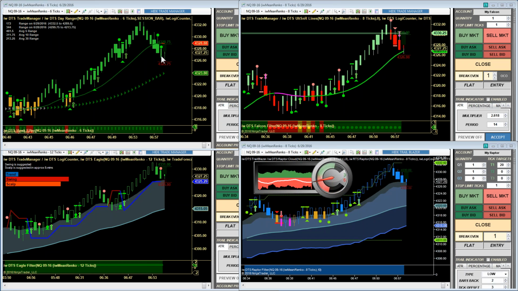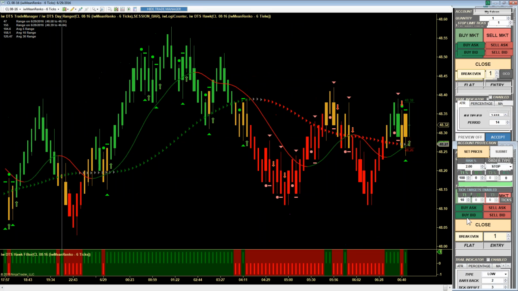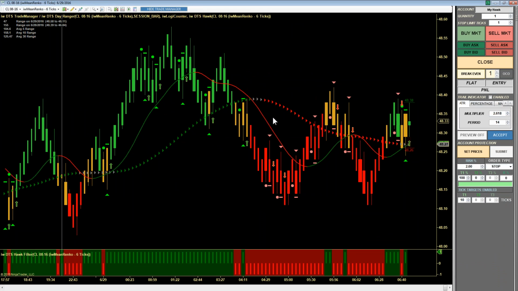Possible macro pullback here on the Hawk. Crude oil also a little bit distraught. Pulling up the crude oil chart here on the Hawk. See all these yellow bars printing here? This tells us we're in a choppy market, just in case you didn't realize it already.